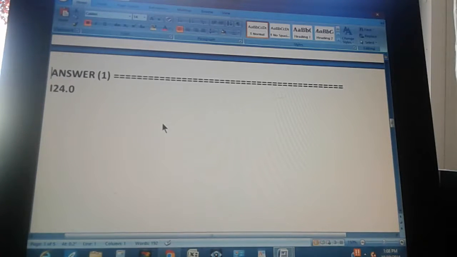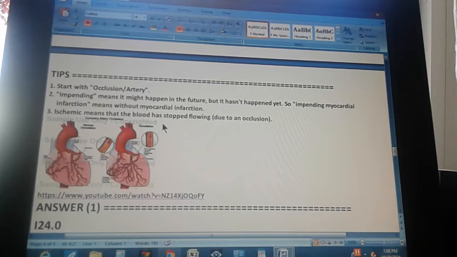If you didn't get it, let's give you a couple of tips. First tip: start with occlusion, artery. Now, the second tip: impending means it might happen in the future, but it hasn't happened yet. So impending myocardial infarction means without myocardial infarction. There's no myocardial infarction yet, just a threat of one in the future, so you can't code it. So that's without myocardial infarction.